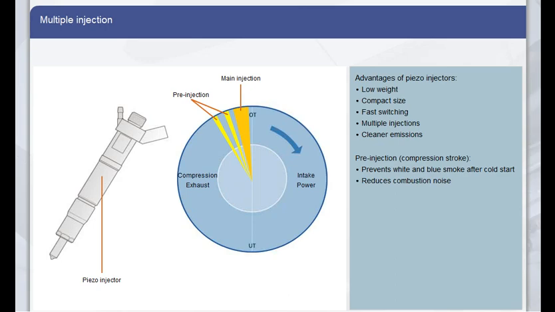1 or 2 pre-injections in the compression stroke prevent the emission of blue and white smoke after a cold start and reduce combustion noise. If necessary, up to 2 post-injections can be used at the end of the power stroke to regenerate the diesel particulate filter.